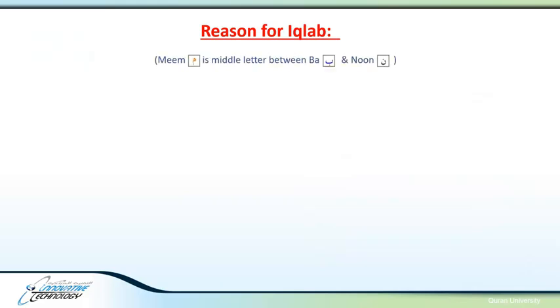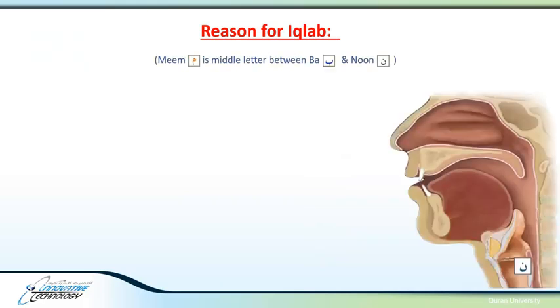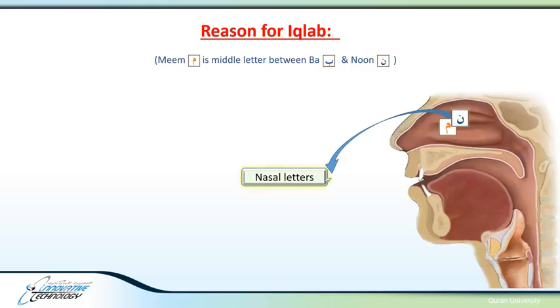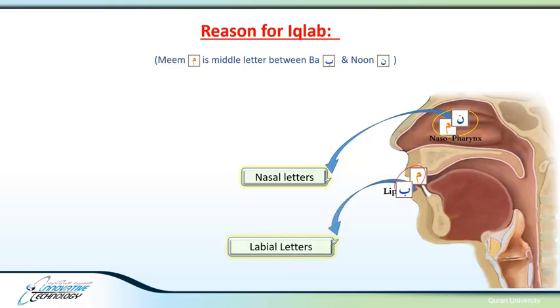Meem is a middle letter between ba and noon. If we look at the meem, we find that it shares with the noon its nasopharynx articulation point. So the noon and meem, both of them are nasal letters. They both articulate at the nasopharynx. At the same time, the meem articulates with the ba both at the lips, the reason why we call both of them labial letters, meaning articulating at the lips.